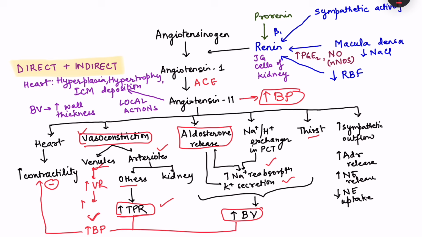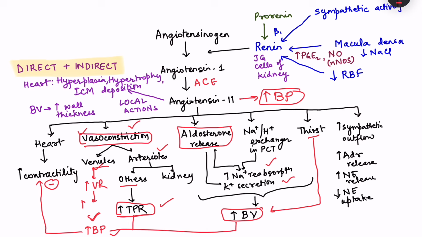Because water also comes along with the sodium, and thirst also the person is drinking, that is going to increase the blood volume. And when blood volume increases, again the venous return is going to increase, there will be increase in the blood pressure. Okay, so you see, vasoconstriction is the one which is fast acting, immediately it will act, but it will take some time for aldosterone to release, and that's why this change in volume, it is going to take little bit more time.